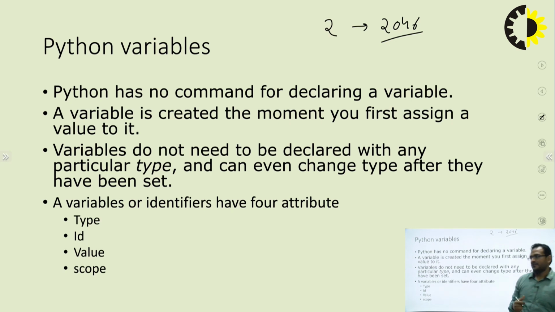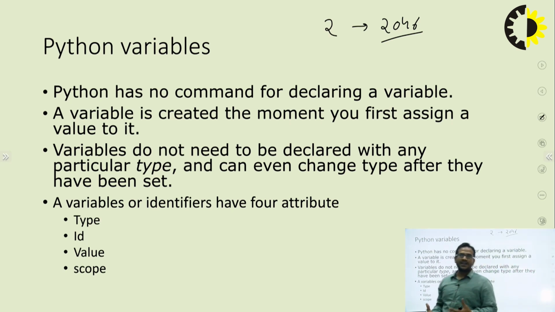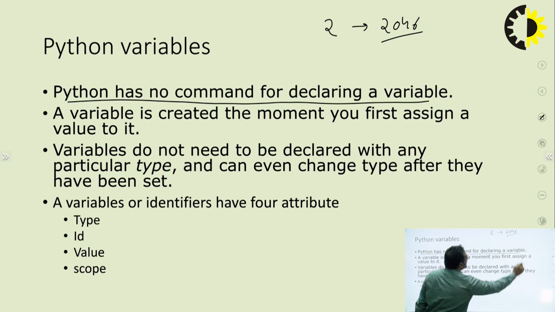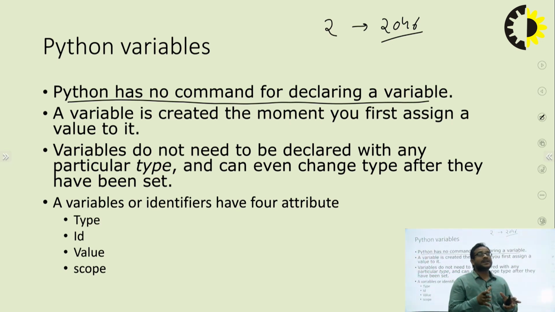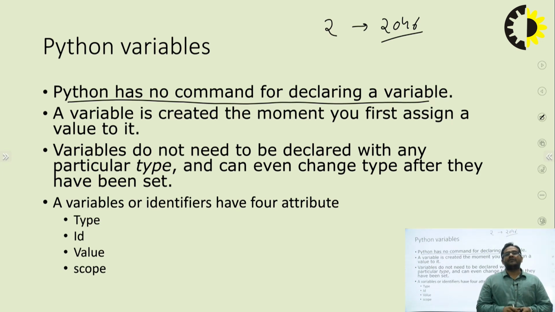But a variable means something which varies its value, right? It has some value at a particular time, and after some time, if you want to update, increase, or decrease it, whatever you want, the value changes. Understood? So what is a Python variable? Python has no command for declaring a variable. Why? Because Python is a loosely typed language.